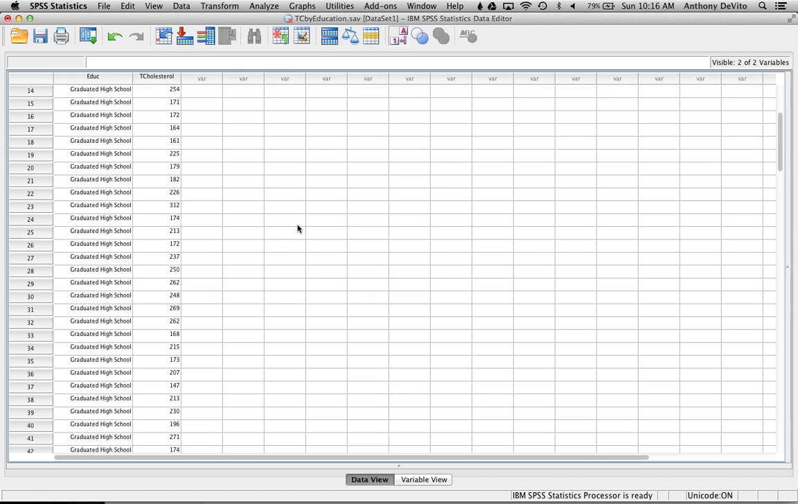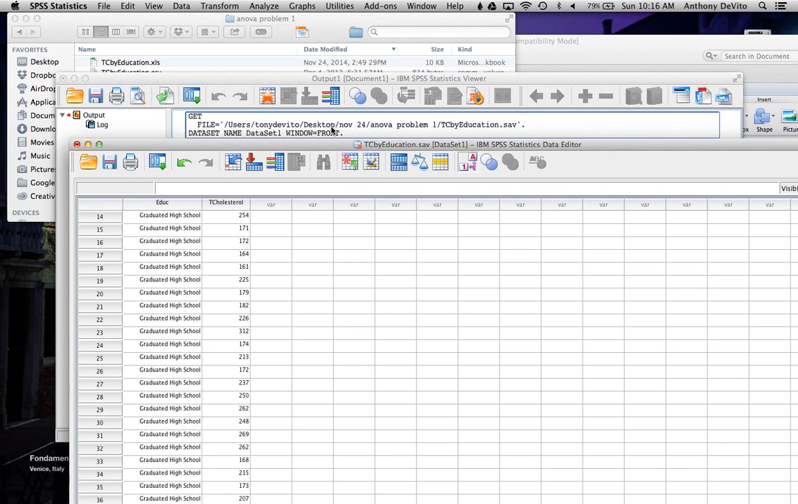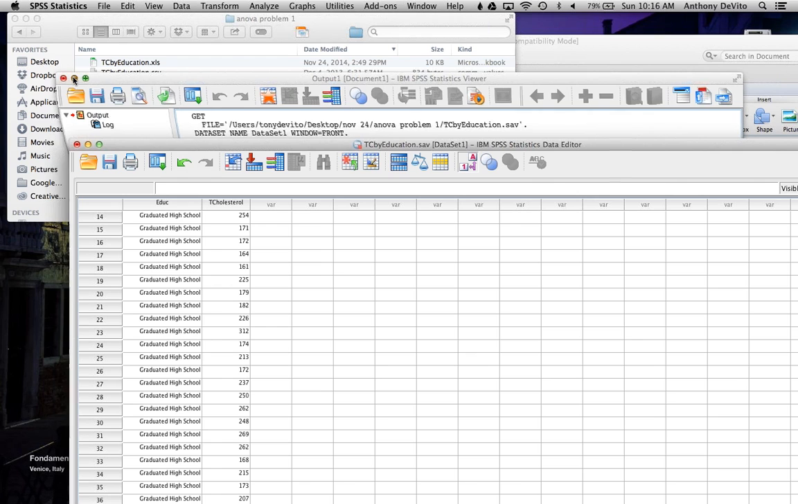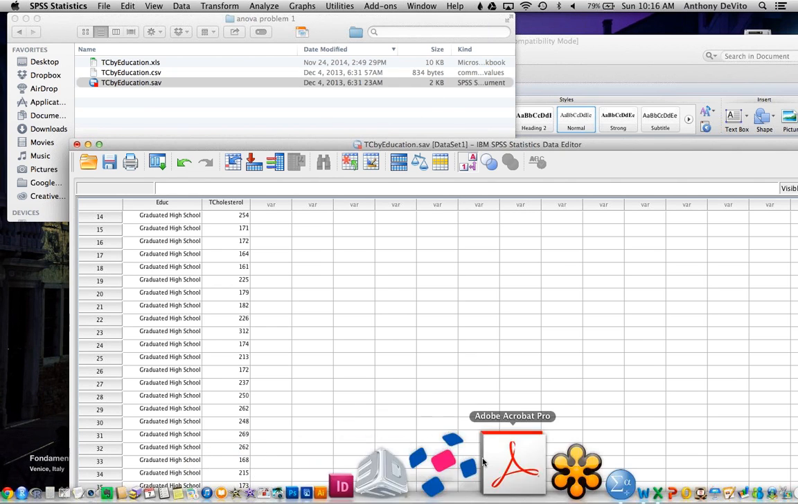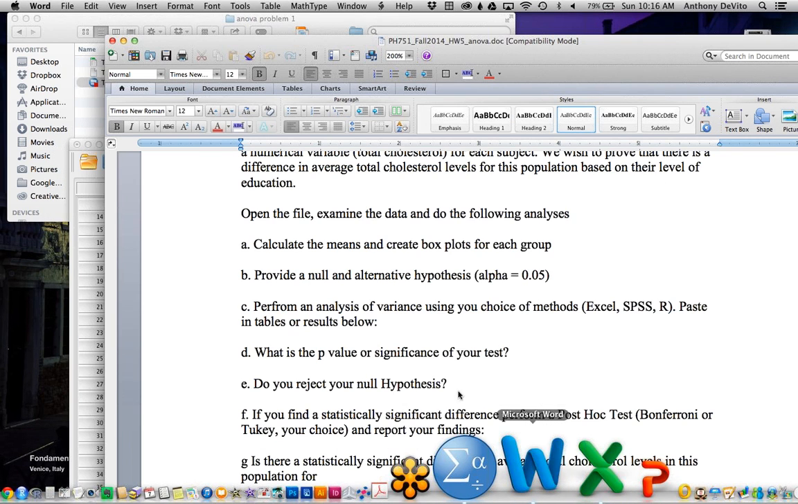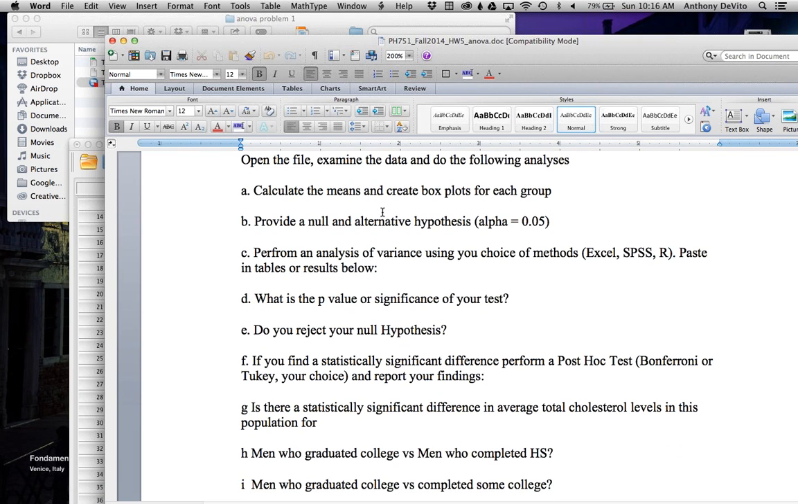Okay, so I'm going to go ahead and analyze this data. First, I'm going to go back and look at my problem to find out what it is that we need to know. What's the problem asking, which is always a good thing, right? Open a file, examine the data, and do the following analysis: calculate the means and create box plots for each group.